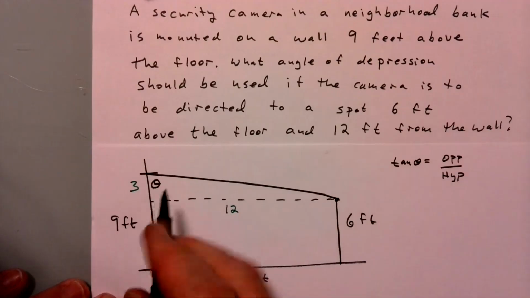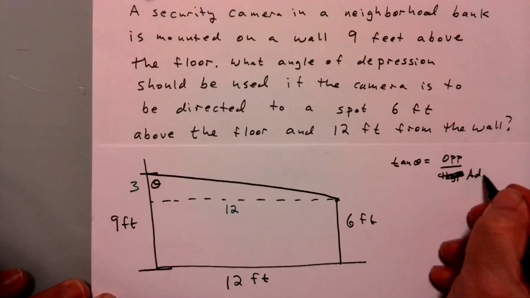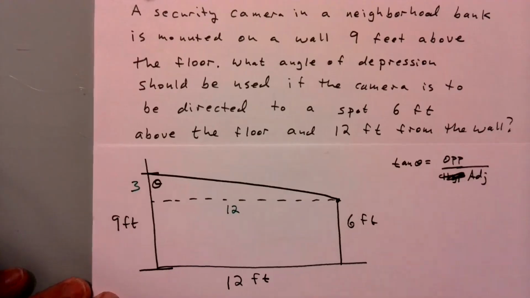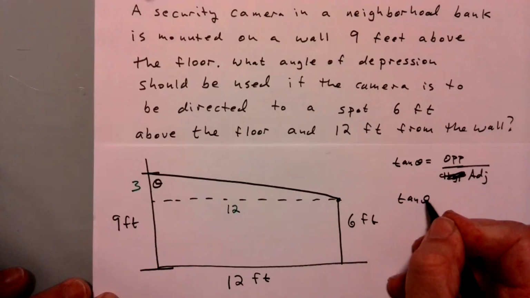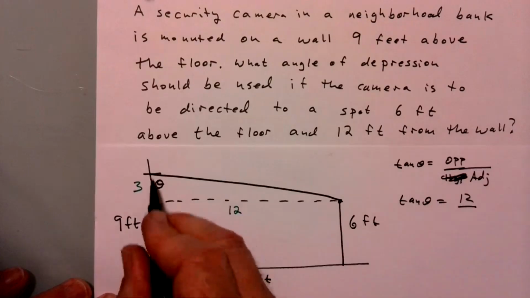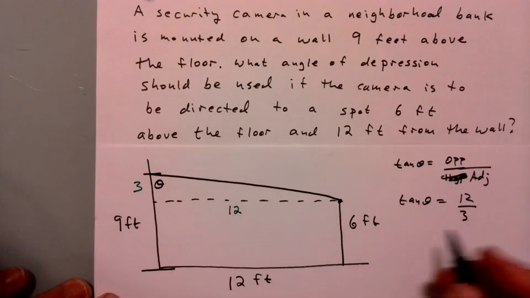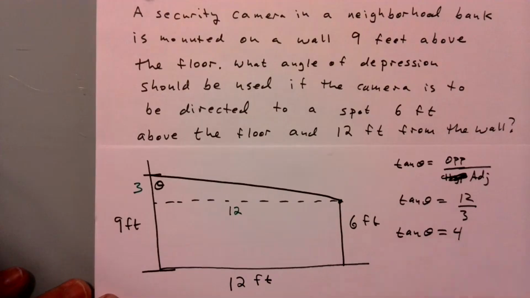So what I have here, tangent of theta is here. Excuse me, opposite over adjacent. That's the advantage of tangent, is I don't need the hypotenuse. So in our picture here, tangent of theta, opposite of theta is 12. The adjacent leg to theta is 3. So I have tangent of theta is 4.